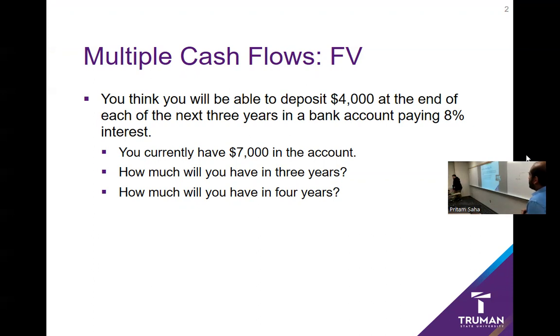So right now, what do we have? $7,000, right? It should be at time zero. That's our investment right now. You will be able to deposit $4,000 at the end of each of the next 3 years, right? And these are the 4 cash flows you have, right?